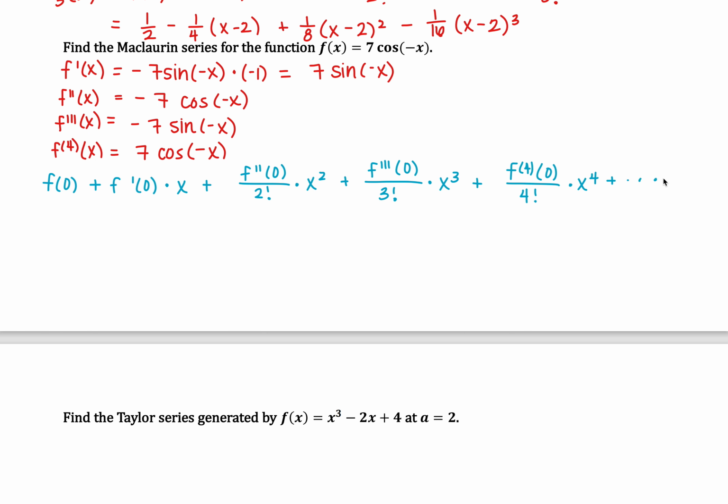So what do we have? Well, if we plug in 0 into the original function, we'd have cosine of negative 0, which is just cosine of 0. Cosine of 0 is 1. 7 times 1 is 7. Now we look at the first derivative, which is 7 sine negative x. If we plug in a 0 for x, we're going to have sine of 0, which is 0. So we have 0 times x, that's just 0.